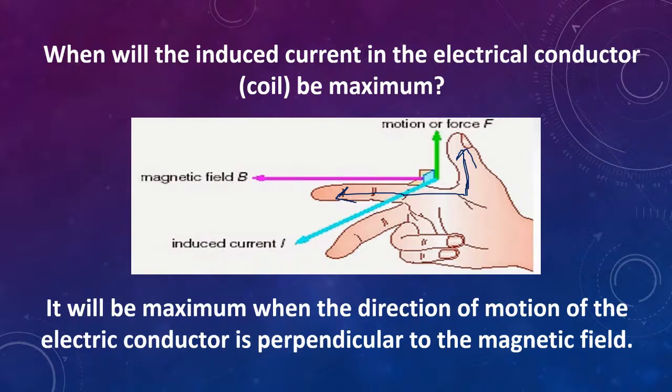So these are the things which we have studied in this module. Based on the experiment, we have derived Faraday's law of induction, and based on this law we have studied Fleming's right hand rule. In the next module we will be continuing with this chapter.